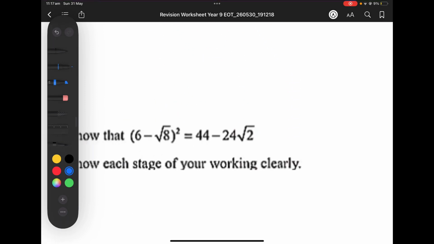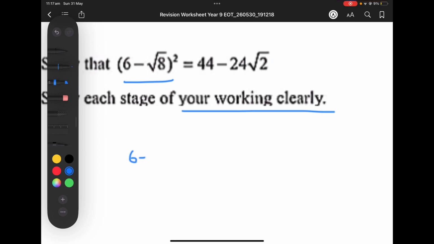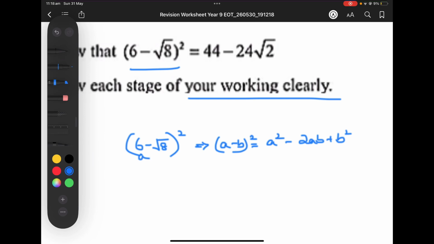Next is, show that (6 minus root 8) whole square is equal to this much. Show your working clearly. Each stage should be shown in here. Now here, 6 minus root 8 whole square, there are two ways to do it. The first one is using the identity. And what is the identity? (a minus b) whole square is equal to a square minus 2ab plus b square is the identity. What is your a? This is your a and this is your b.